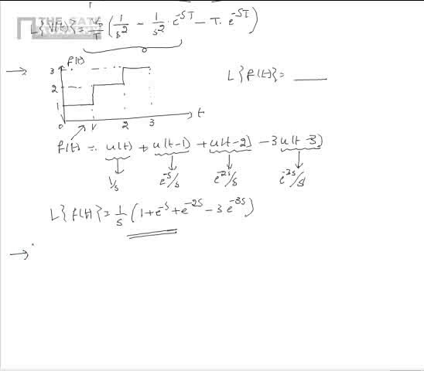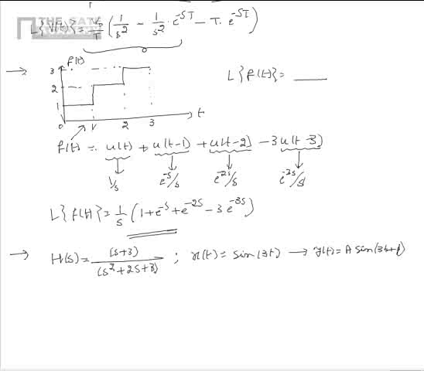Now, let us start looking into another problem, in which the transfer function of an LTI system is given as H of s is equal to s plus 3 divided by s square plus 2s plus 3. It's given that the system is given an input of x of t is equal to sine 3t, for which the output of the system is y of t is equal to A into sine of 3t plus phi. We need to find A and phi.